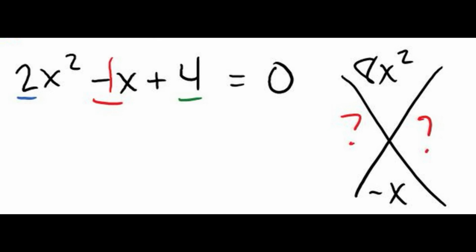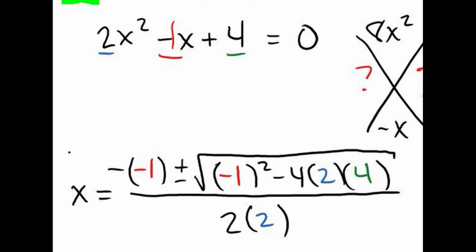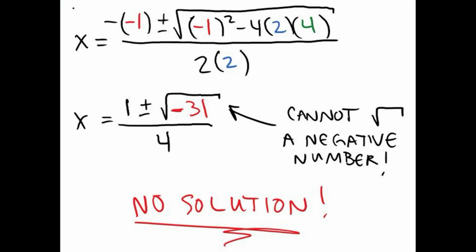Gosh darn it. So I put the a in blue, the b in red, and the c in green. I plugged all those in right here, and I reduced and did all my stuff I needed to do. I got 1 plus or minus the square root of negative 31 divided by 4. Well, you cannot take the square root of a negative number because there's no number in the world that if you square it, you'll get a negative, because negative times negative is positive, positive times positive is positive. So there's no way to do that.